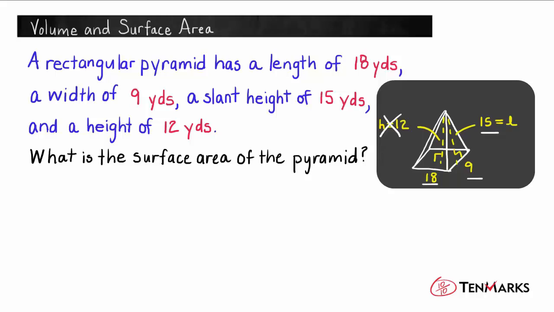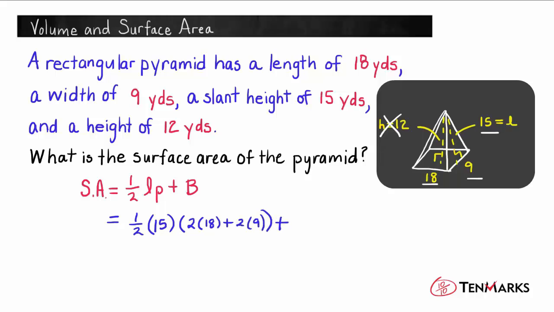So now let's take a look at the formula for the surface area of a pyramid. The formula for the surface area of a pyramid is 1/2 times the slant height times the perimeter of the base plus the area of the base. So filling in the values that we have, the surface area is going to be 1/2 times the slant height, which we said was 15 yards, times the perimeter of the base, which is 2 times 18 plus 2 times 9. And then that product needs to be added to the area of the base. And since the base is rectangular, the area of the base is just going to be 18 times 9. And all of this gives us 567 square yards for a surface area.